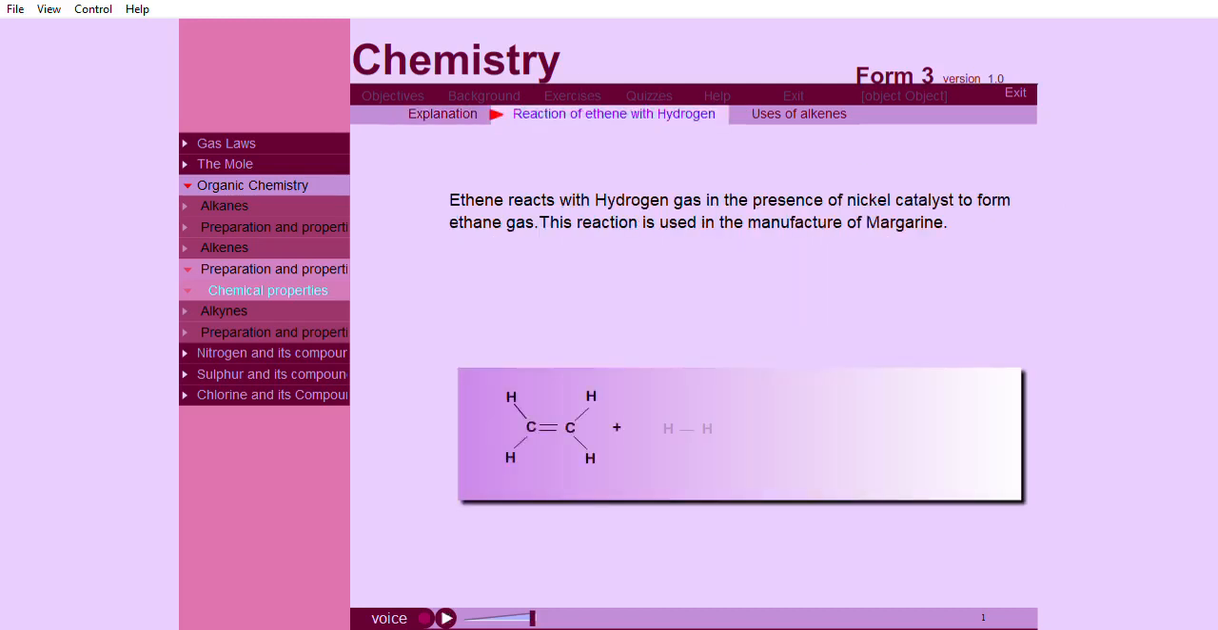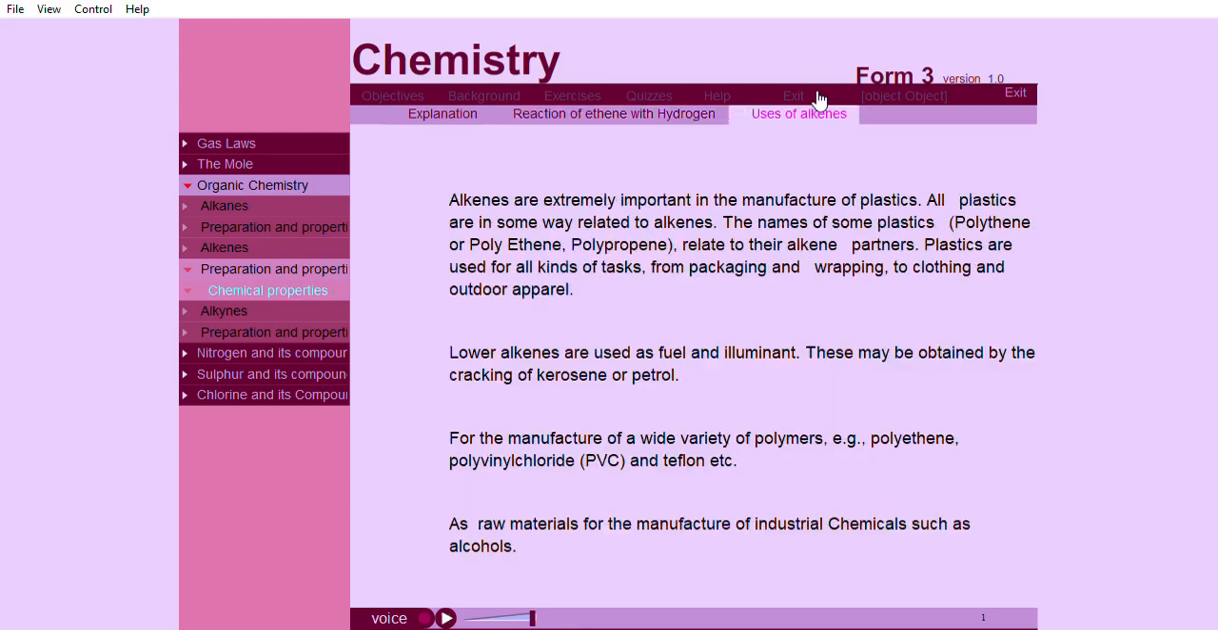Ethene reacts with hydrogen gas in the presence of a nickel catalyst to form ethane gas. This reaction is used in the manufacture of margarine. Ethene and propene are used in the manufacture of plastics.